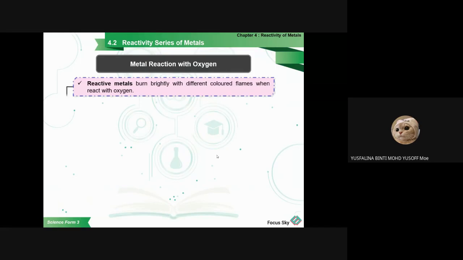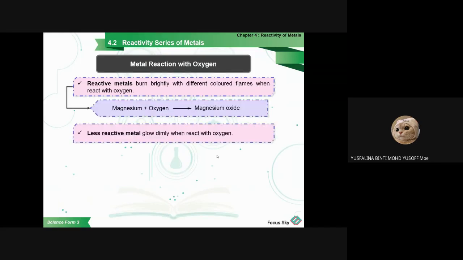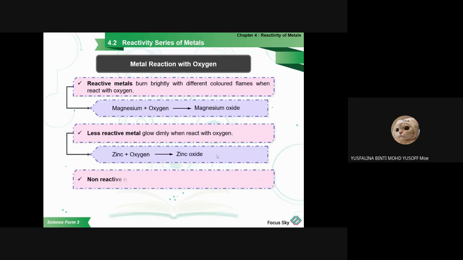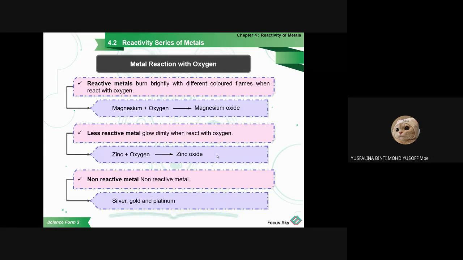So this is the equation. Magnesium, when it reacts with oxygen, will form magnesium oxide. Zinc reacts with oxygen and becomes zinc oxide. But for non-reactive metals, there is no reaction, like silver, gold, and platinum. They are in the form of elements, so they are very unreactive and will not react with the oxygen.